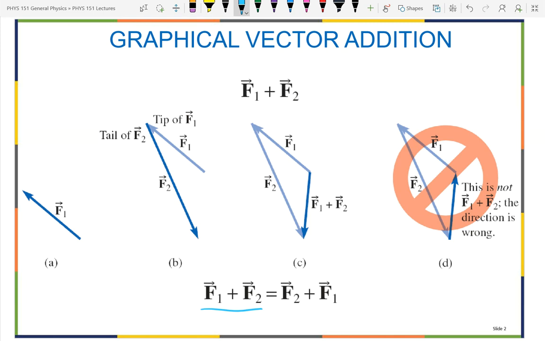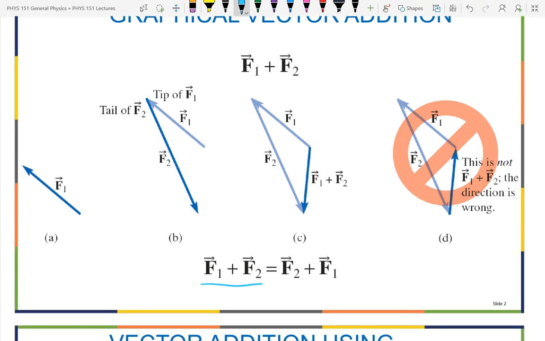If I were to do F2 plus F1, I would first take this F2, and then I would have to add the F1 at the end. So I would have the F1 like that. And if I take going from the beginning of F2 to the end of F1, got to use a different color. Don't be ridiculous, Richard. So there's going from F2 to the end of F1. So this here should be F2 plus F1.